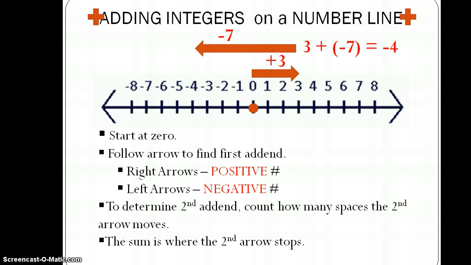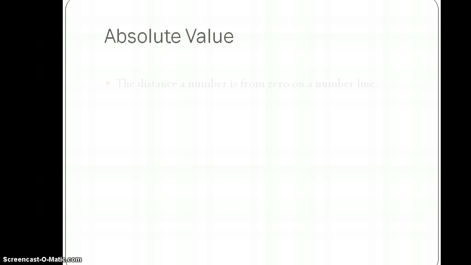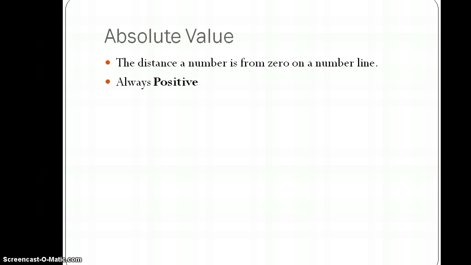In a sense, they're battling. The negative 7 is fighting against the positive 3, and since there's more of the negative 7, it is going to win. So it's different signs. You're subtracting them to get where you need to be. You can think of it also as using your absolute value. Absolute value is always positive.